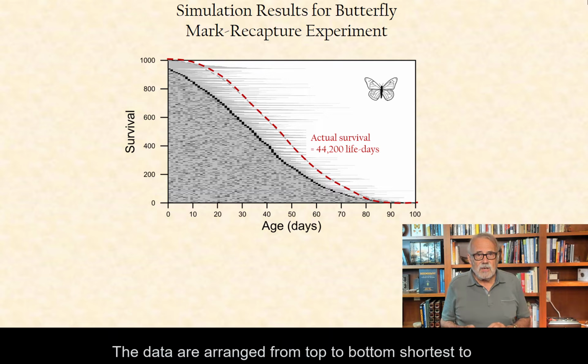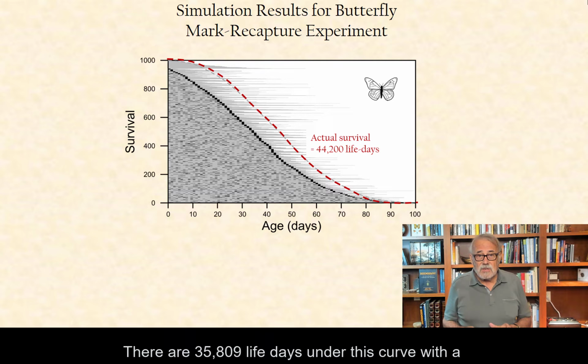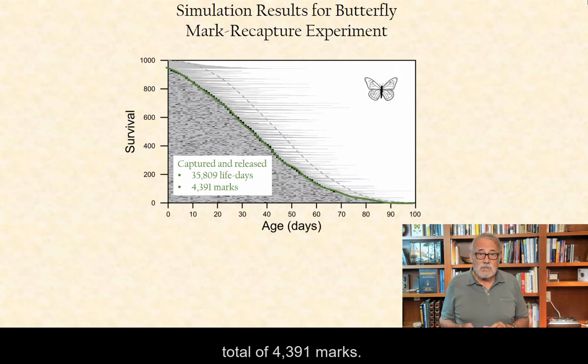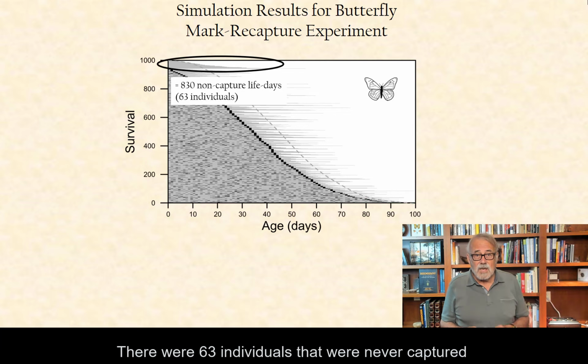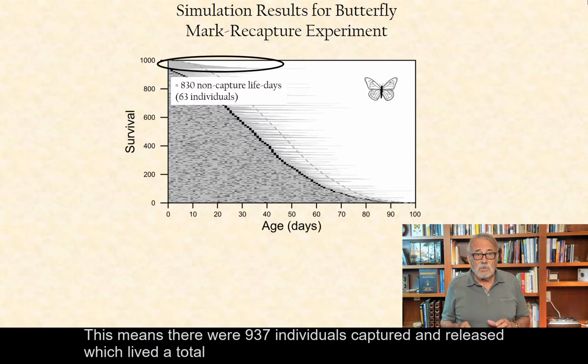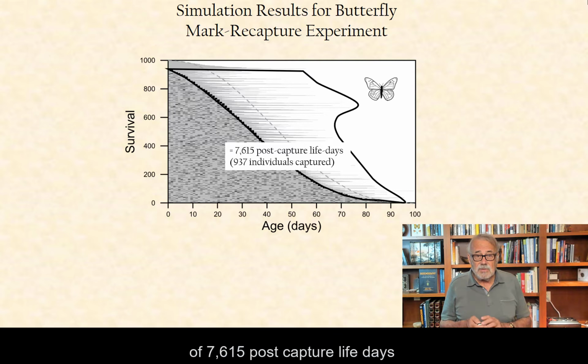The data are arranged from top to bottom, shortest to longest duration from release until last capture. There are 35,809 life days under this curve, with a total of 4,391 marks. There were 63 individuals that were never captured before they died, for a total of 830 life days lived for non-captures. This means that there were 937 individuals captured and released, which lived a total of 7,615 post-capture life days.